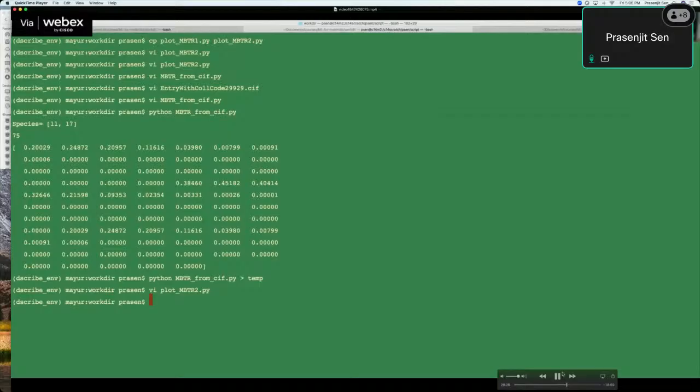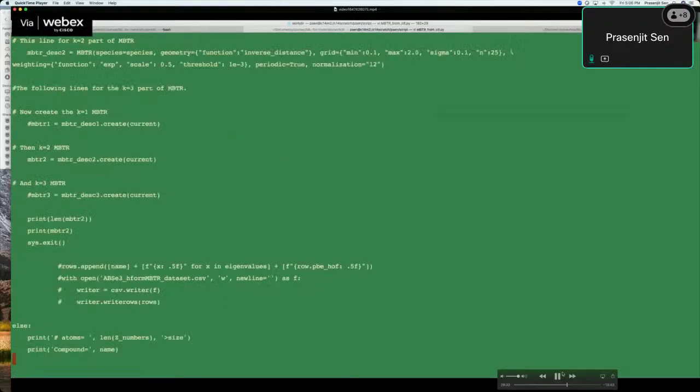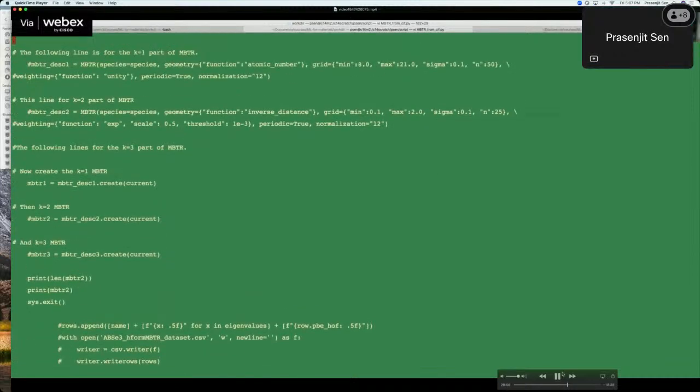We will now go back to describe, and I'll show you how MBTR1 works. So I'll comment this out. I would like to calculate MBTR1. I would comment this, and I would uncomment these. Okay, so this is MBTR1.